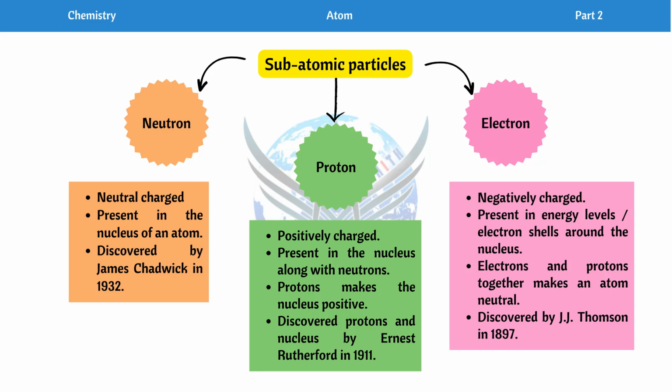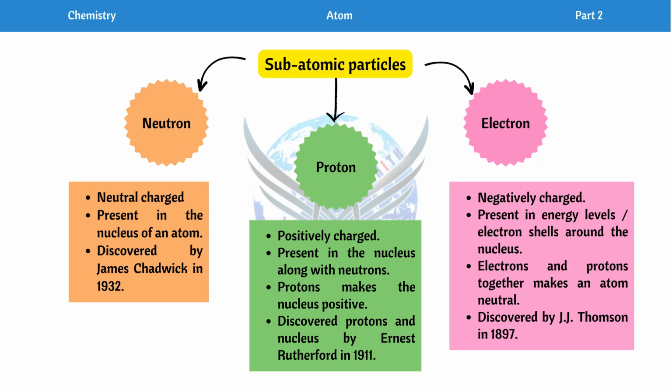In the second point we learned that in the nucleus neutrons are present, protons are present. Since neutrons are chargeless and protons are positive, that is why the nucleus is positively charged. Or we can say that the nucleus is positively charged because protons are present there. Protons were discovered by Ernest Rutherford in 1911.